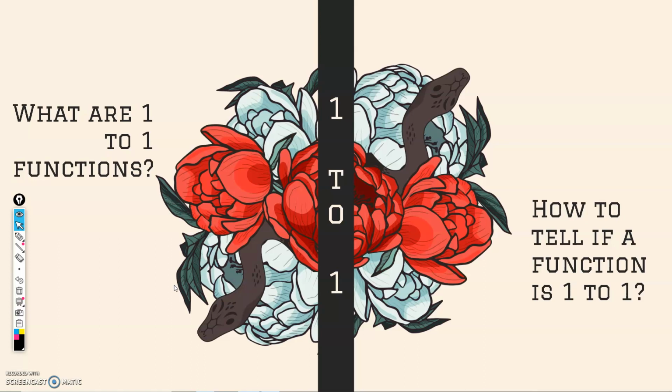So in this video, we're going to examine what one-to-one functions are, and once we figure out what they are, we're going to figure out how to tell if a function is one-to-one. Also wrapped up in this video, we're going to see why we care what these one-to-one functions are, and what they are used for.